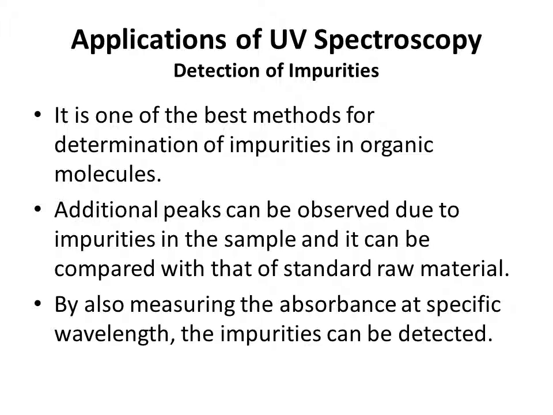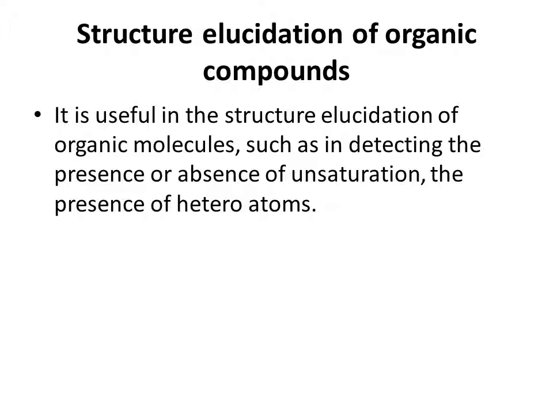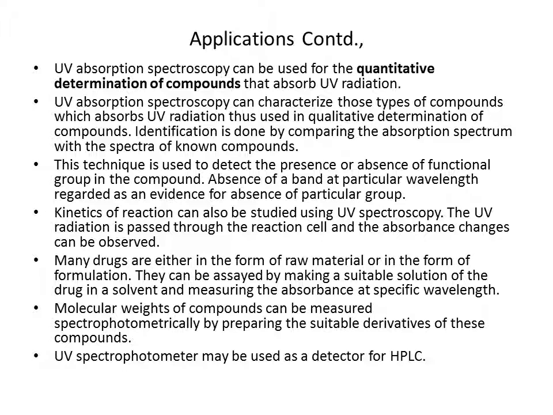Applications. Detection of impurities. It is one of the best methods for the determination of impurities in organic molecules, and by measuring the absorbance at a specific wavelength, the impurities can be detected. Structural elucidation of organic compounds. It is useful in the structural elucidation of organic molecules, such as in detecting the presence or absence of unsaturation, the presence of deuterium atoms being an example.